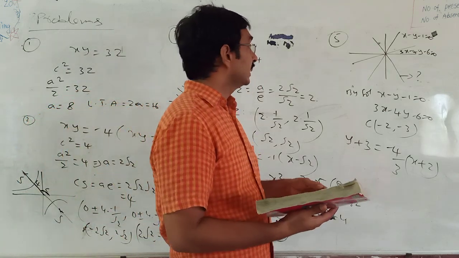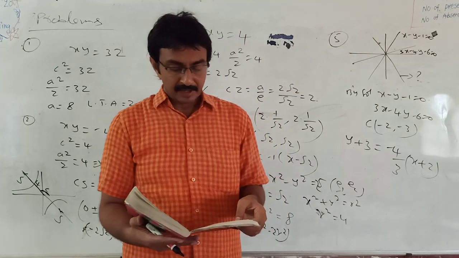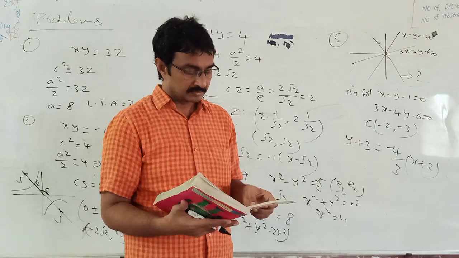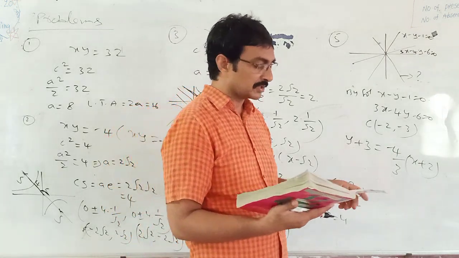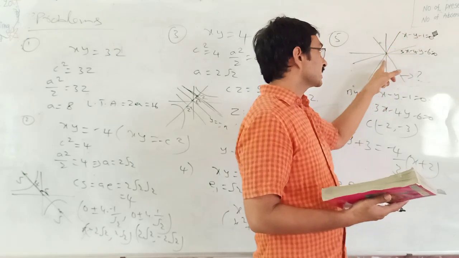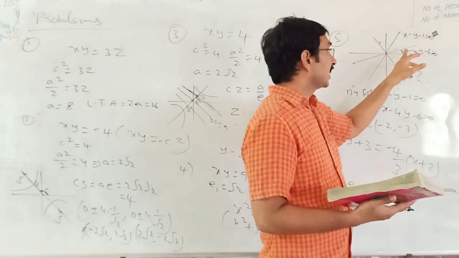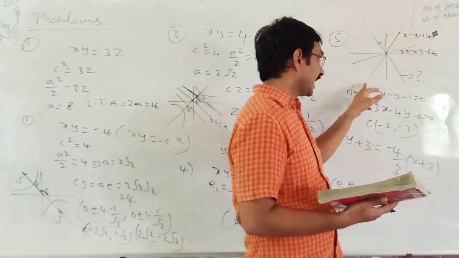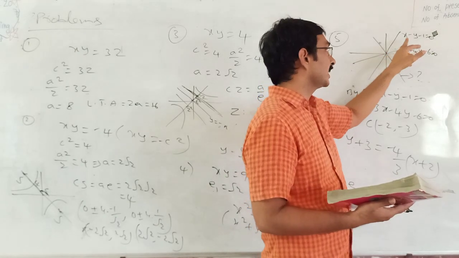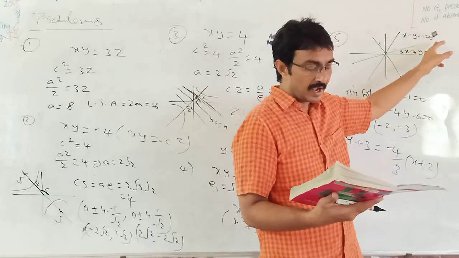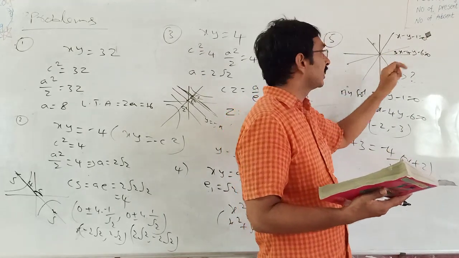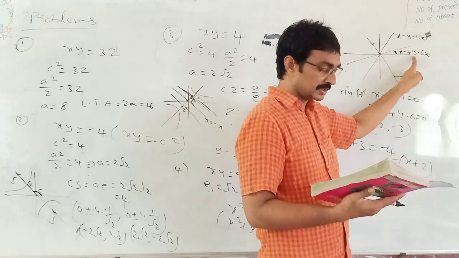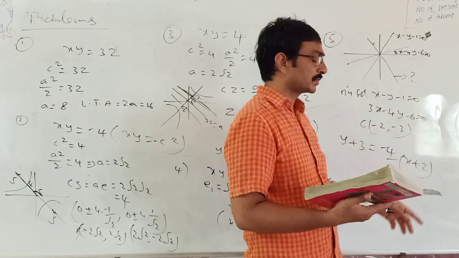Next advanced problem. See the problem. Listen. The equation of a line passing through the center of a rectangular hyperbola is x minus y minus 1 equal to 0. Suppose this is the center of the rectangular hyperbola. The equation of the line passing through the center of the rectangular hyperbola is x minus y minus 1 equal to 0, and one of its asymptotes is given. One of the asymptotes is 3x minus 4y minus 6 equal to 0. Then find the equation of the other asymptote.